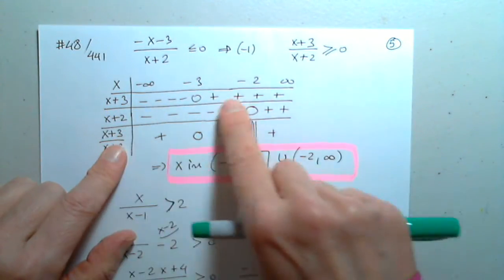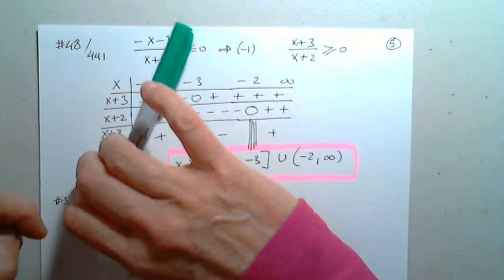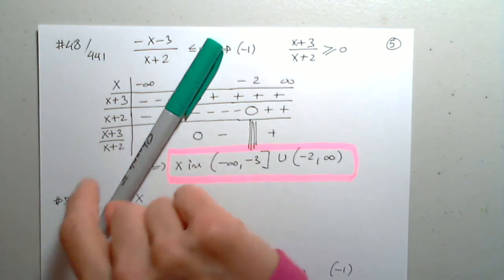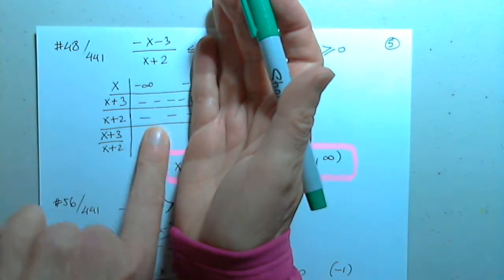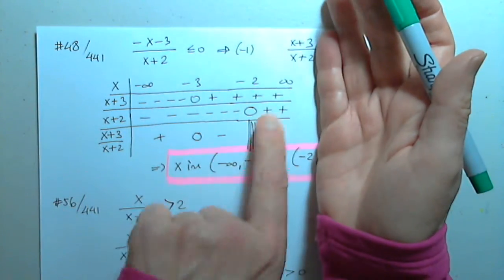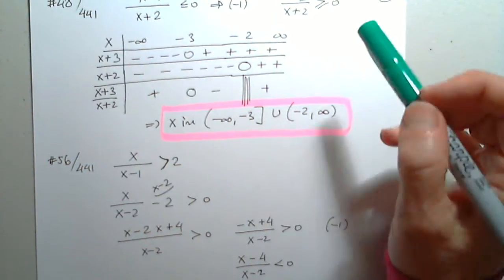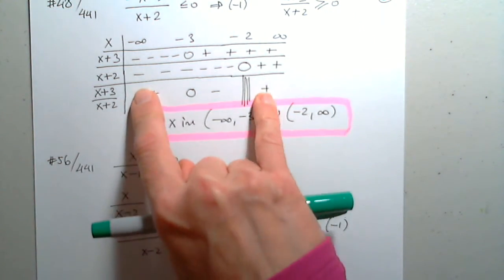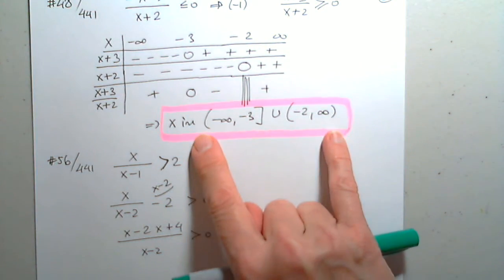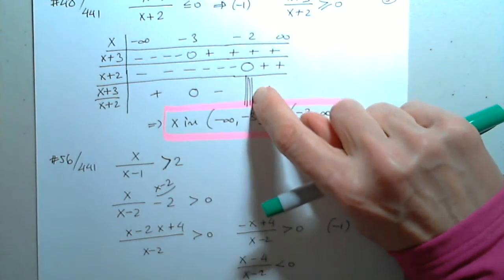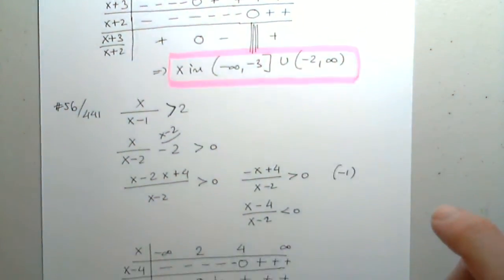I do the same thing, same signs, because they have positive slope: negative, positive, negative, positive. Divide two negatives, divide a negative, two positives, greater than 0: negative infinity to negative 3, negative 2 to infinity. You cannot include negative 2 because the function is undefined.